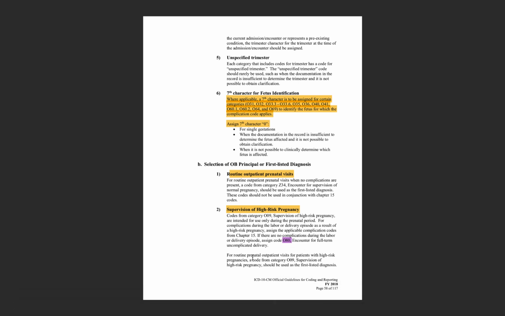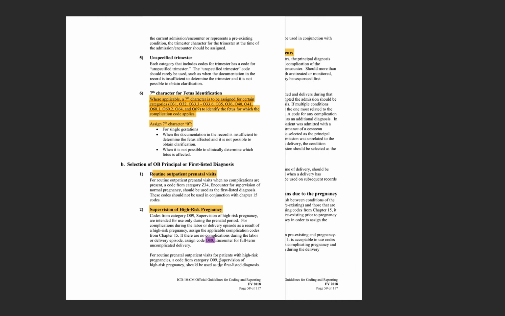For routine prenatal outpatient visits for patients with high-risk pregnancies, a code from category O09, Supervision of high-risk pregnancy, should be used as the first listed diagnosis.